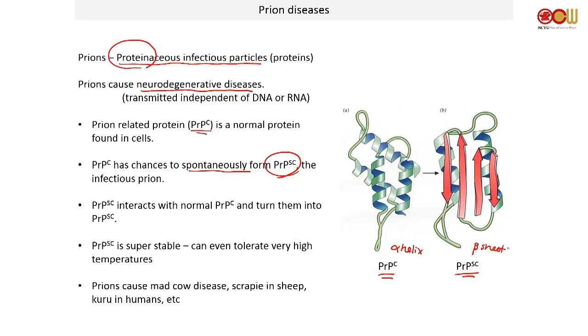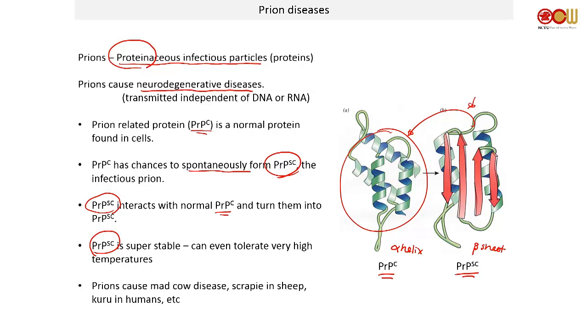Now what's interesting about prions is that once you have PRPSC, these prion proteins can go and interact with the normal prion proteins, the prion-related proteins, and then you're going to turn them into prion proteins. So you have primarily this, and a little bit of this guy is going to come touch the PRPC and then turn them into PRPSC. That's scary.